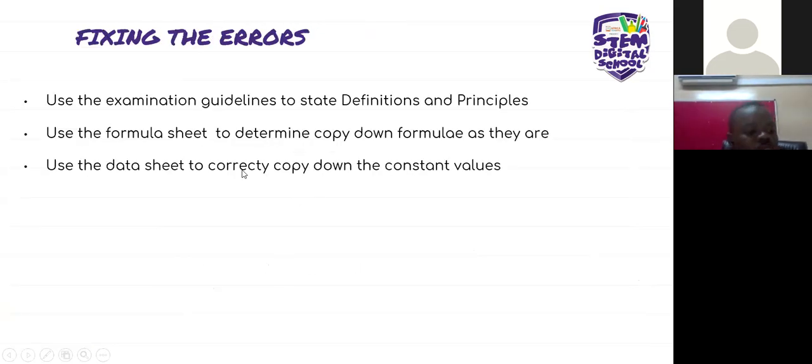And just to conclude, to fix these errors, my dear learners, please use the examination guidelines to state your definitions and principles. Very important, because you will make mistakes. Use the formula sheet to copy down formulae as they are, so that you don't write things like F is equal to MA. Go to your formula sheet. And again, use your data sheet to correctly copy down the constant values like your g. Correctly copy it as 9.8 meters per second squared and use it where it is supposed to be used.